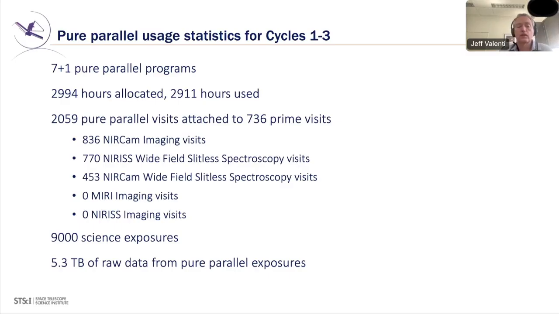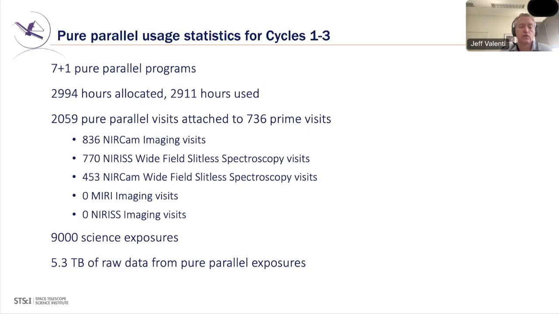And you can see the breakdown is NIRCam imaging, NIRISS wide field slitless spectroscopy, and NIRCam wide field slitless spectroscopy, fairly equally dividing the number of parallel visits. There haven't been any MIRI imaging visits yet, and nor have there been NIRISS imaging visits. I don't actually understand why people haven't jumped on the MIRI imaging, since JWST is so sensitive out there compared to other observatories. NIRISS, I could guess that NIRCam has a larger field of view, so people were perhaps more interested in NIRCam.